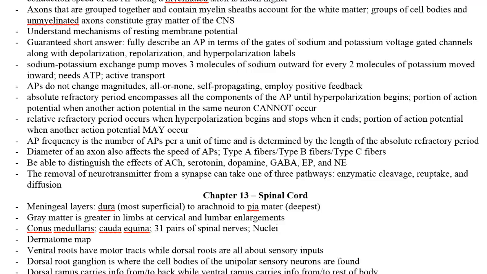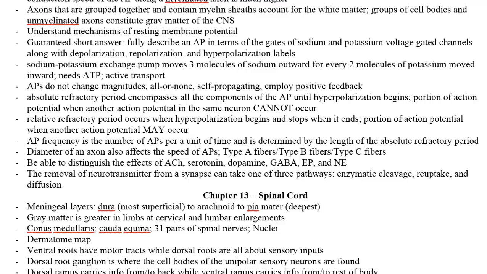The diameters of axons vary all over the body. So there are type A fibers that are large, myelinated fibers. These are the ones that will have the saltatory conduction and conduct action potentials the very fastest possible way, at up to 120 meters per second.